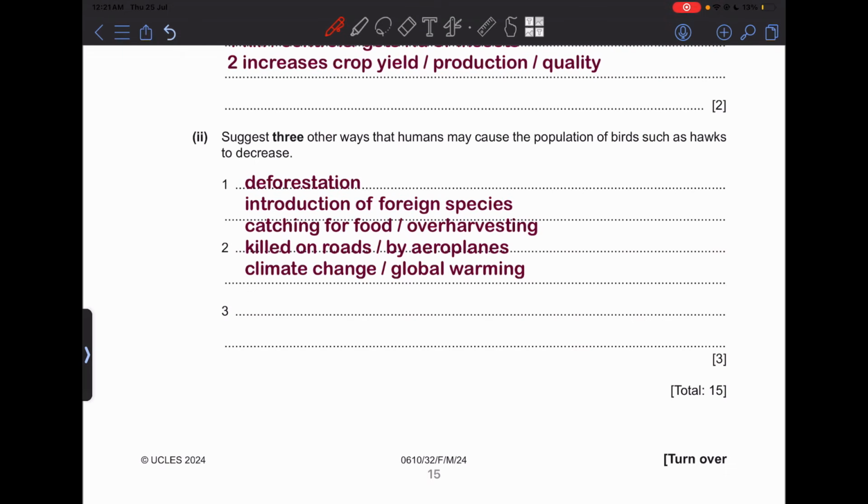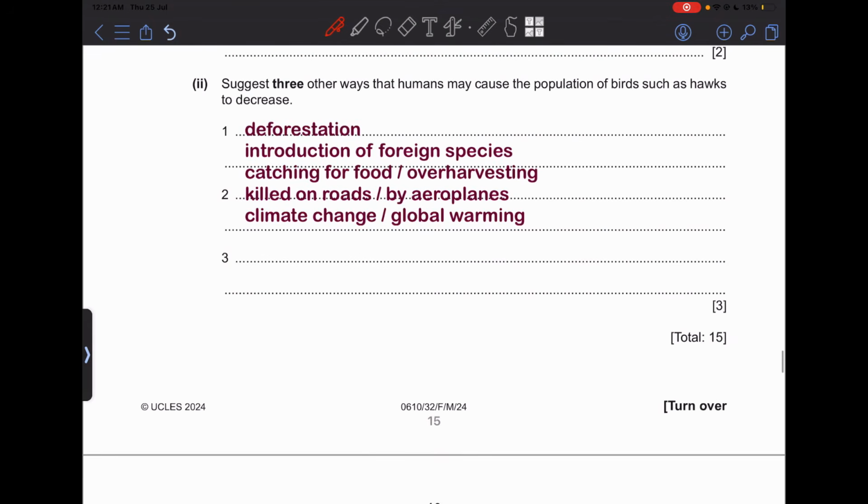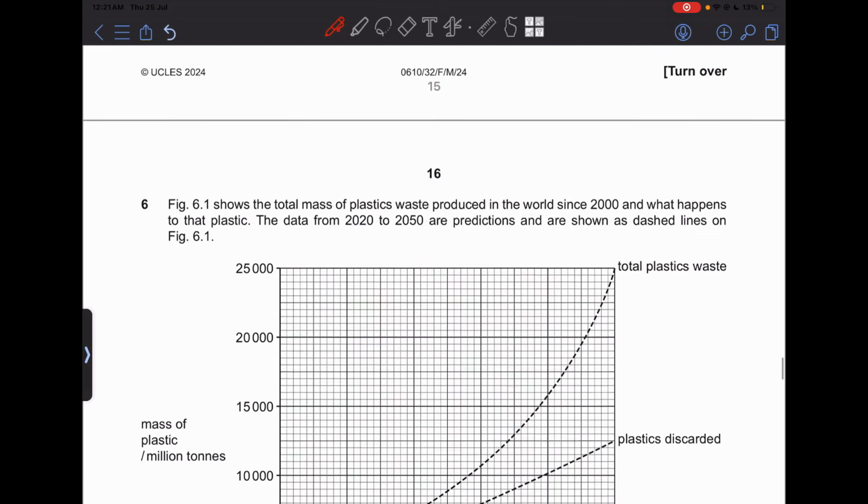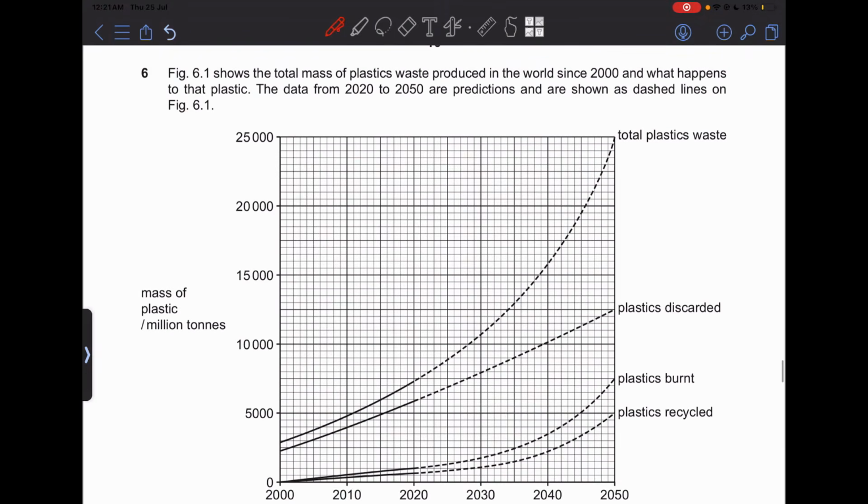Killed on roads or by airplanes. So a bird can be killed by a moving airplane, or they can be killed on roads by accident. Climate change or global warming may cause the environment for these birds not to be at its optimum, and they may be killed.